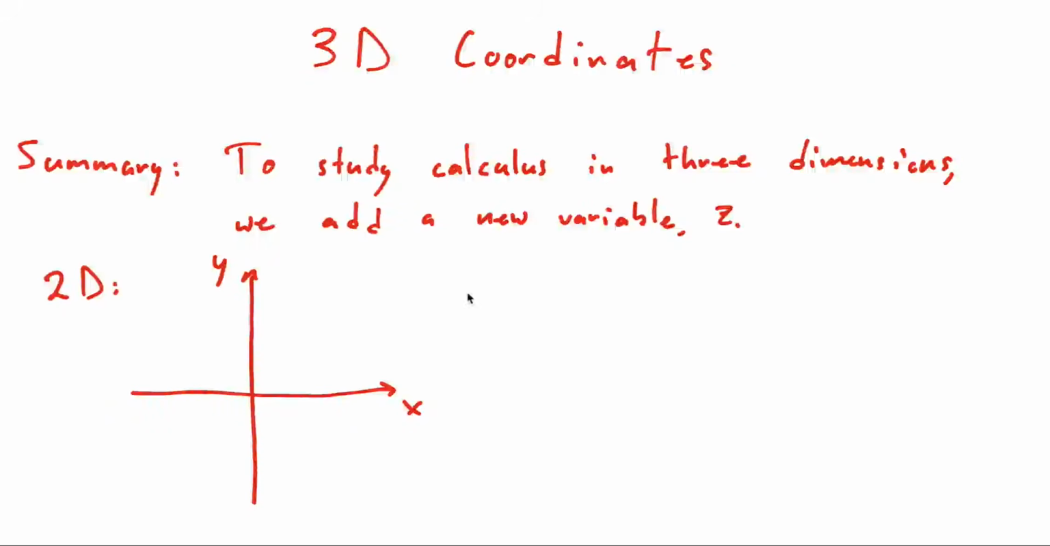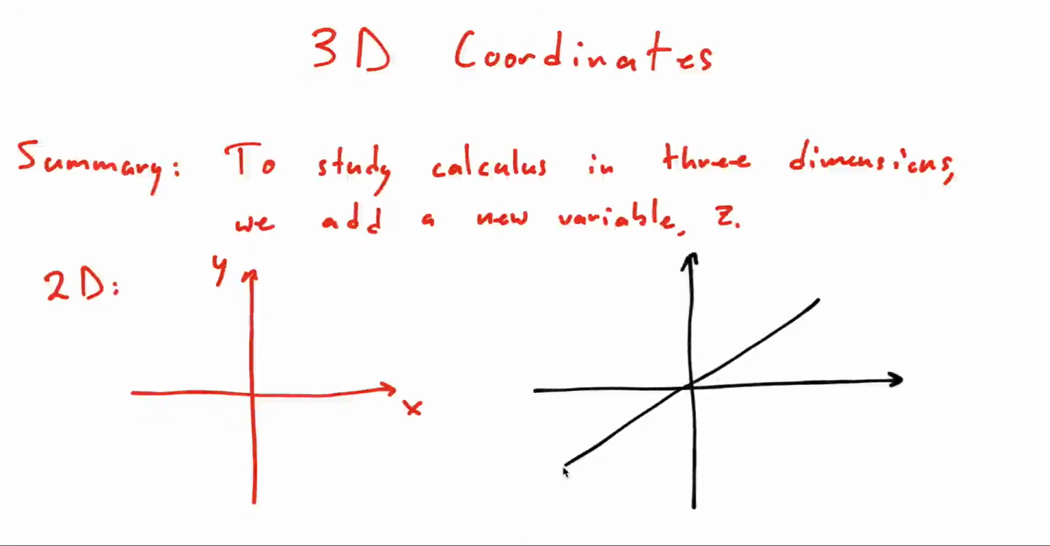Hi, let's talk about three dimensions. We're used to the two-dimensional coordinate system, also called the Cartesian coordinate plane, where we have two variables, x and y. This is flat, two-dimensional. What if we would like to study three dimensions? Well, we add a new variable z, and we can plot a three-dimensional coordinate system.